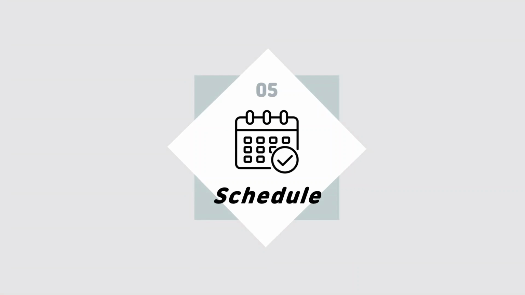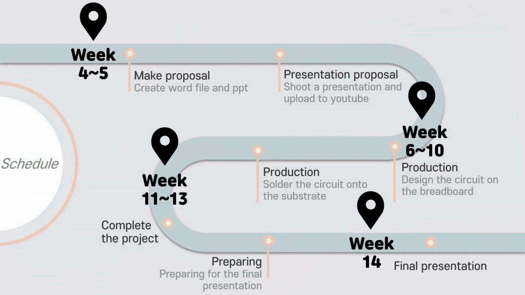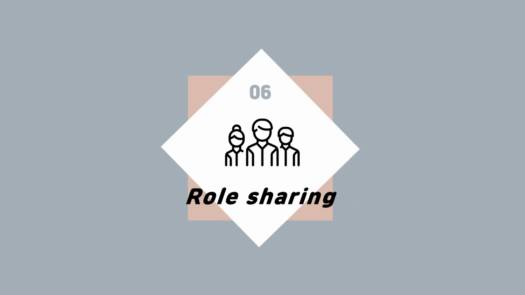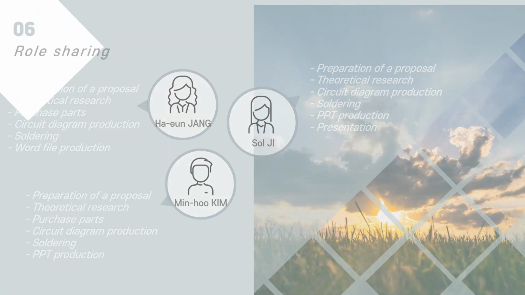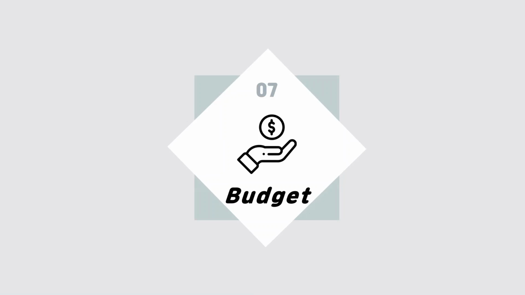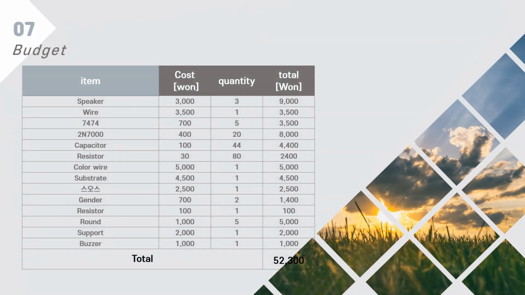This is the schedule we have been following so far. We proceeded well with the project according to the schedule. And this is our role sharing. We divided these roles properly. This is the final budget we used. You can see that the budget is well organized.